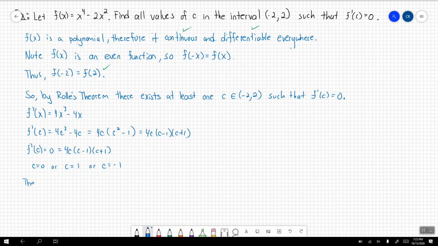Therefore, c is equal to -1, 0, and 1 all satisfy f prime of c being equal to 0. And we're done. That's it. We just wanted to find where those turning points are.